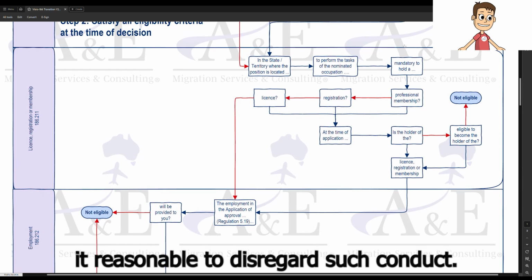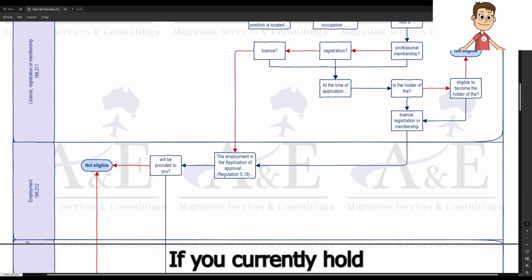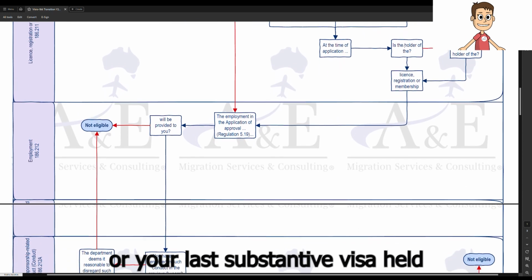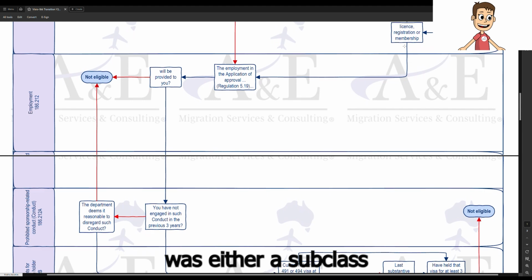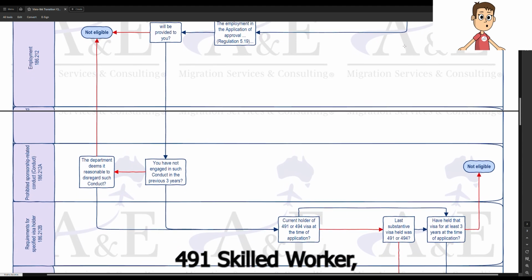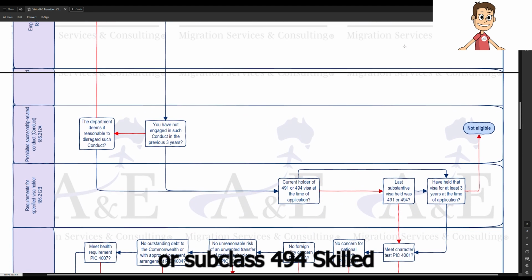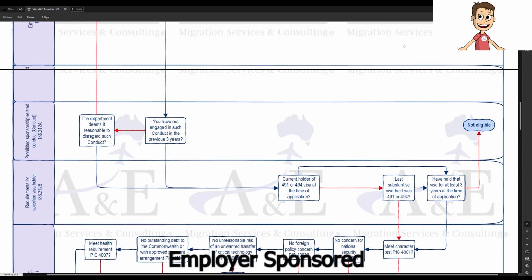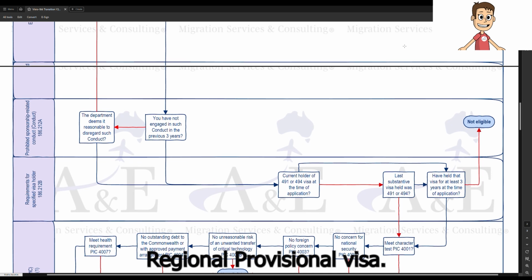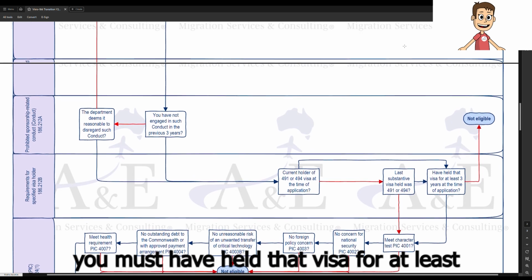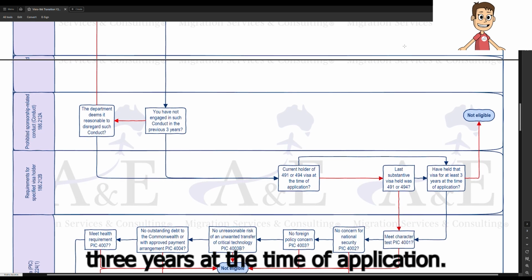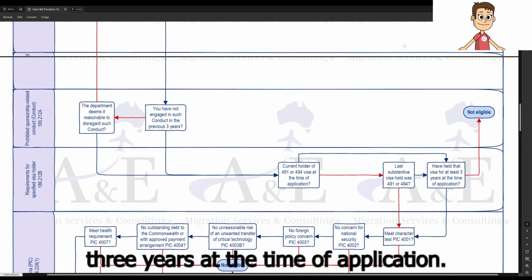to disregard such conduct. If you currently hold, or your last substantive visa held was either a subclass 491 Skilled Work Regional Provisional Visa or subclass 494 Skilled Employer-Sponsored Regional Provisional Visa, you must have held that visa for at least 3 years at the time of application.